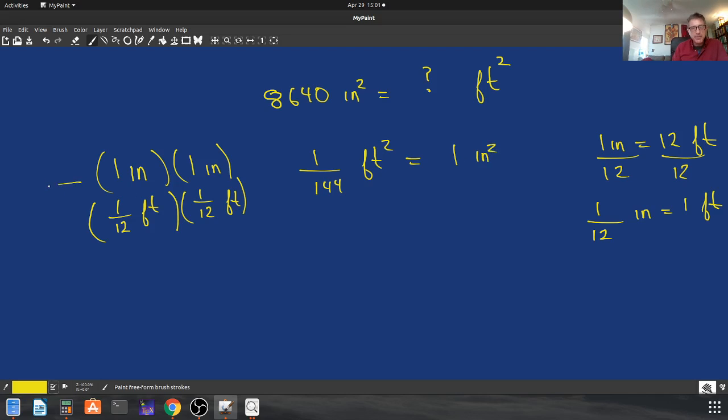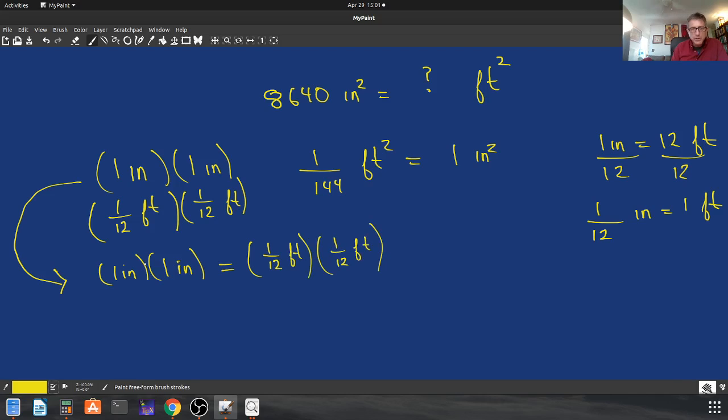So that may have been confusing for you, so let me go down here. 1 inch times 1 inch is equal to 1/12 of a foot times 1/12 of a foot. So 1 inch times 1 inch is 1 inch squared. And 1/12 times 1/12 is 1/144. Feet times feet is feet squared.